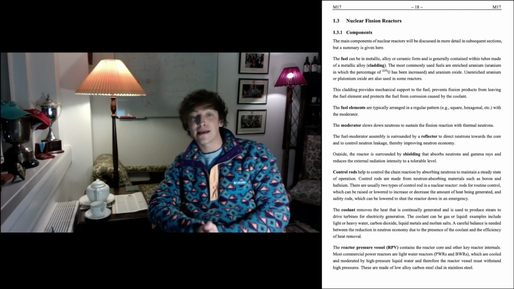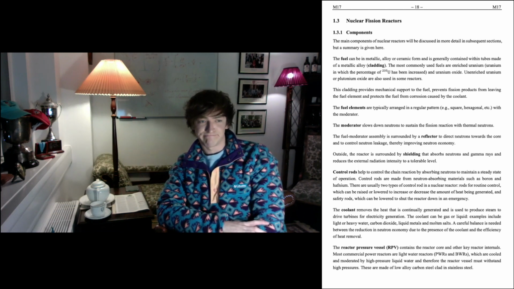So what's a moderator made out of? Well, graphite is a possible moderator that's used in gas reactors, as I'll show in the next part of this lecture. Or you can use your coolant as a moderator, such as for light water and heavy water reactors. So light water and heavy water are the moderators and the coolants. But some reactors, such as fast breeder reactors, are fast reactors and they don't require moderation, which is something I'll cover towards the end of this lecture.